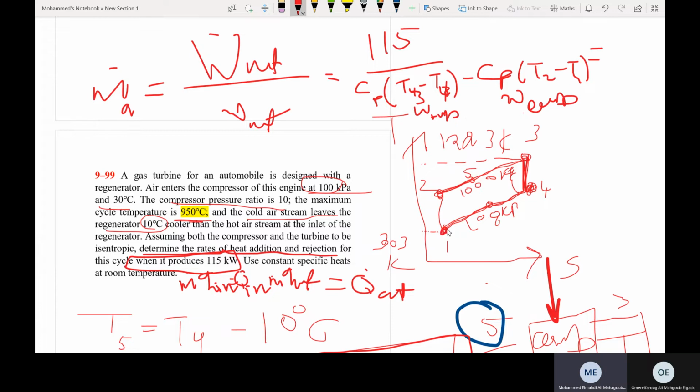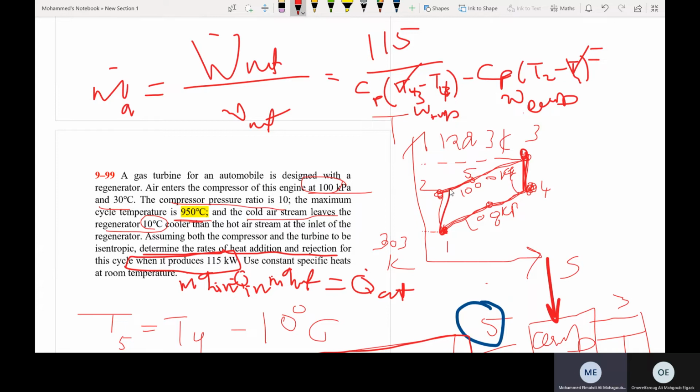do I have the temperature of point 1? Yes, I do. Do I have the temperature of point 3? Yes. Do I have the temperature of point 4? Actually, no, we don't have the temperature of point 4. And we don't have the temperature of point 2.